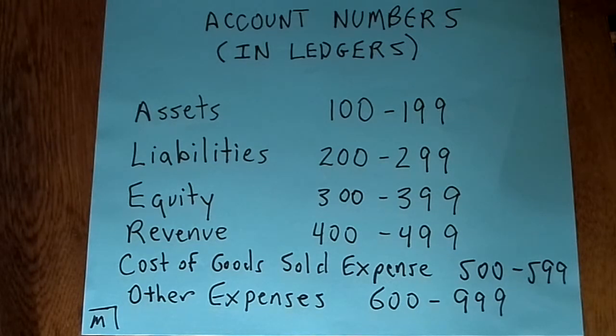If they're liabilities, 200 to 299. If they're equity, 300 to 399. If they're revenues, 400 to 499. Cost of goods sold expense is something we don't start to talk about until about chapter 4. But when we do, we'll see that we give these accounts numbers from 500 to 599. And then all other expenses get numbers from 600 to 699.